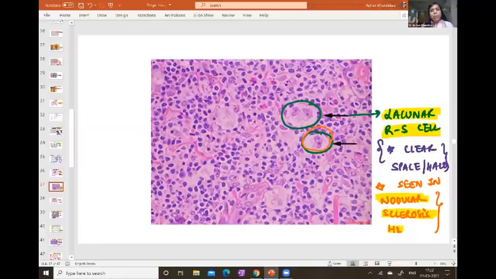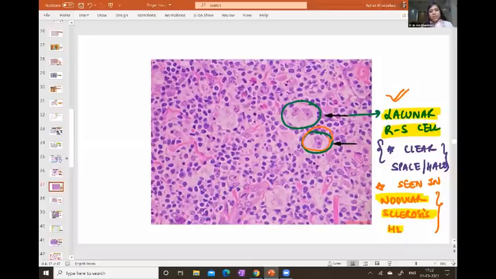What do you mean by lacuna in English language? Lacuna means a clear space or a halo. So here I can see a clear space around the cell. That's why it is called a lacunar Reed-Sternberg cell. One point to take home from here, which is a direct MCQ, lacunar RS cell is seen in which type of Hodgkin's lymphoma? It is seen in nodular sclerosis Hodgkin's lymphoma, right? Nodular sclerosis Hodgkin's lymphoma. Next.